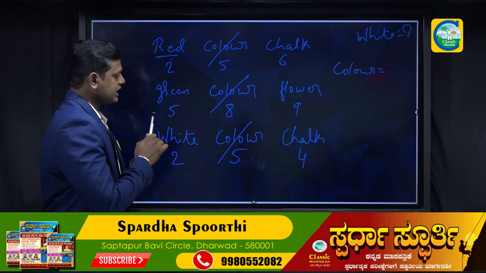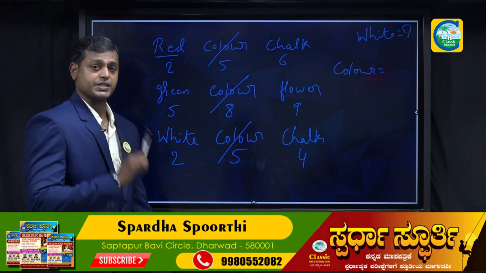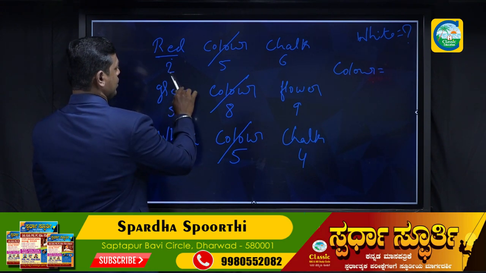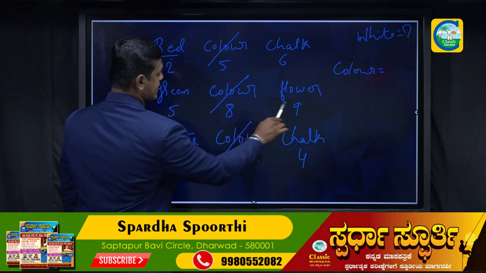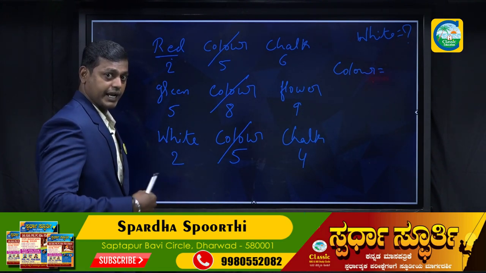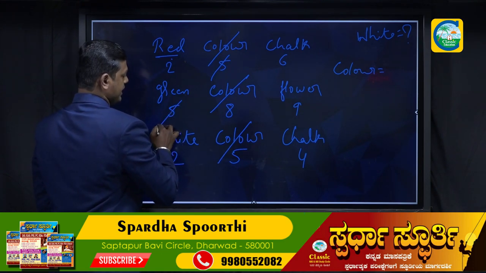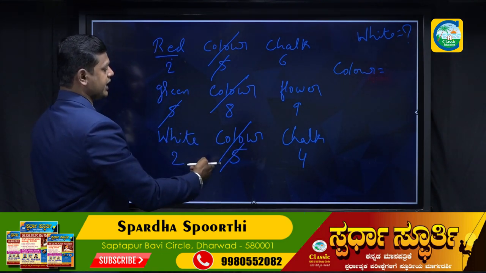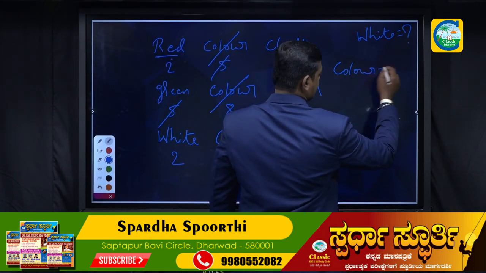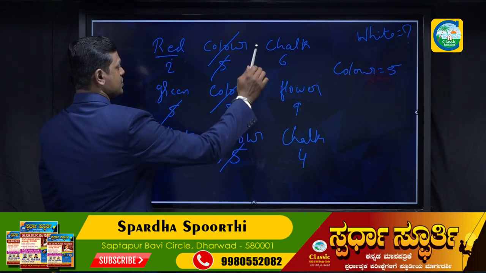So color, color, three words, same words are there, which means the code should be the same for all. See which is similar here, same code: 256589254. One particular number will repeat again and again. When color repeats, like that, 5 5 5. Color repeats three times, then 5 repeats three times. The code of color is 5 now. Right, friends? Next, chalk here.